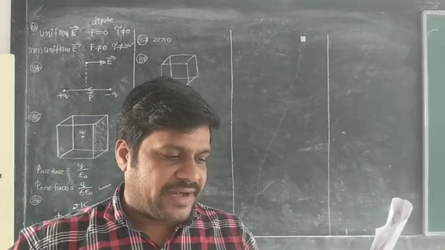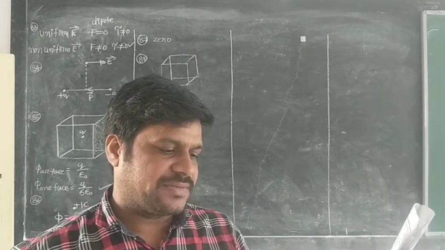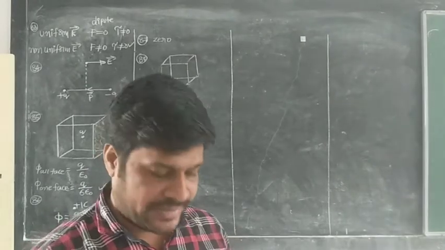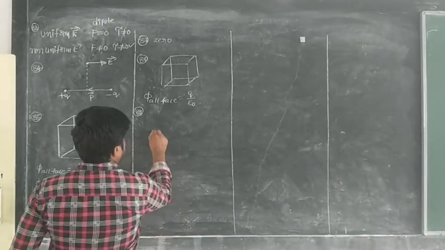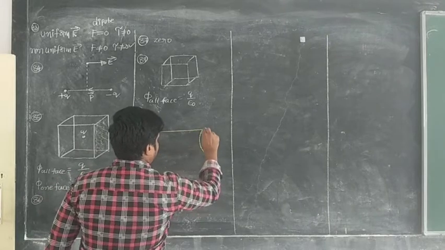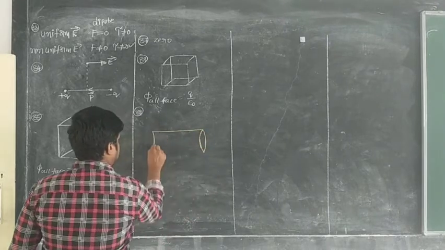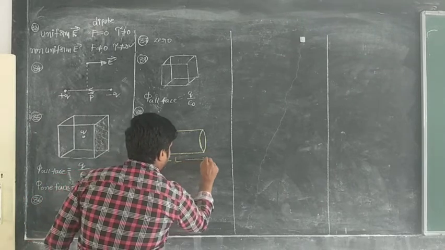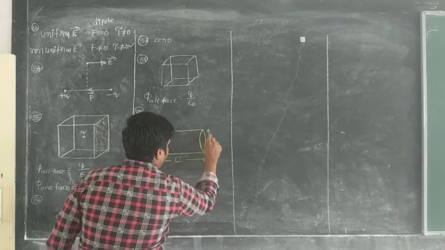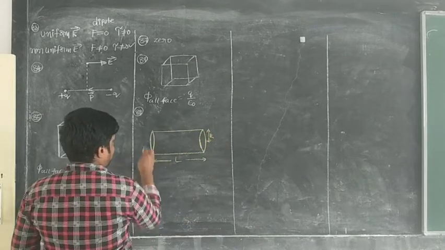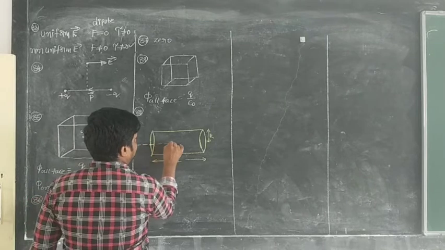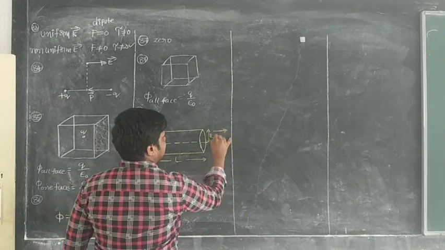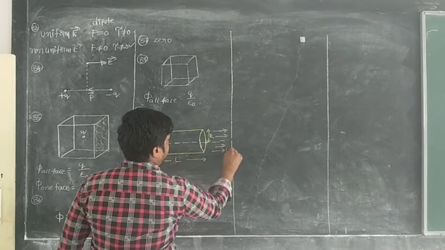A cylinder of radius capital R and length small l is placed in a uniform electric field parallel to the cylinder axis. This is one of the cylinders they have given. The length of the cylinder is L and the radius of the cylinder is R. This is the axis of the cylinder, and its axis is in the direction of the electric field like this.